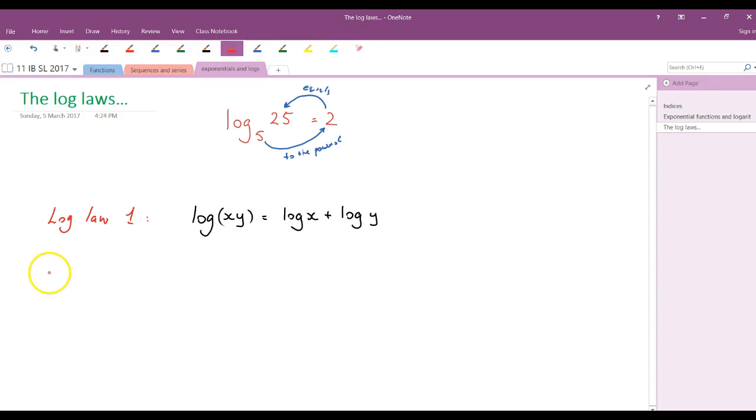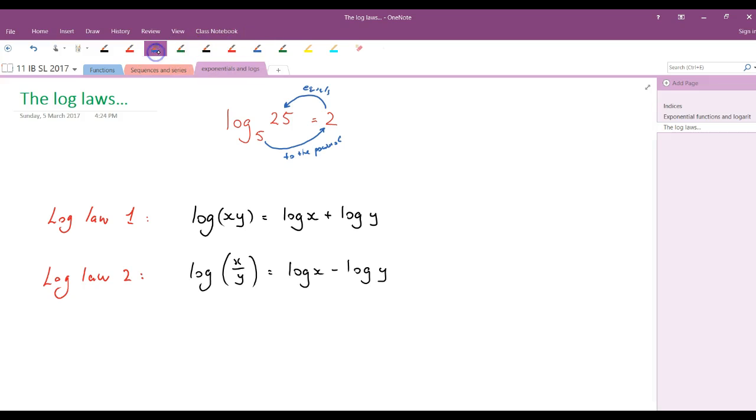And you'll also see that log law 2 works the same sort of way with division. So log of x over y, or x divided by y, will equal log x, you guessed it, minus log y, division working to subtract the powers with common bases.